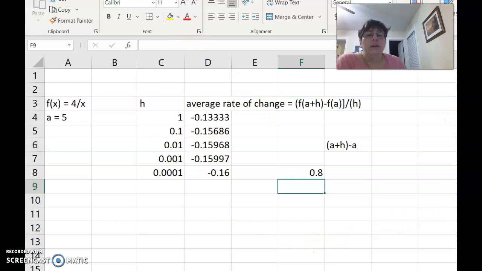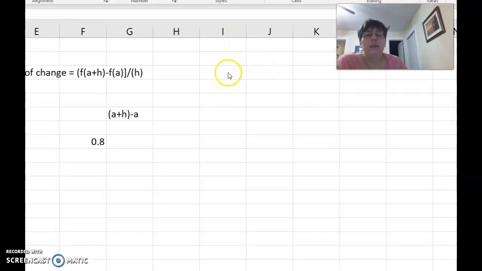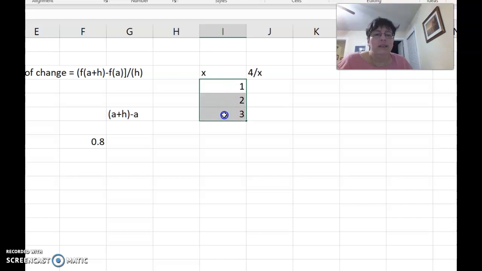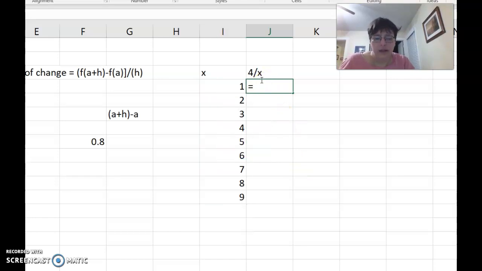Well, let me go ahead and graph this for you. So I'll just put in some x's, and then some 4 divided by x. So I guess we shouldn't start with 0. So let's go 1, 2, 3, and then since it's got a pattern, I can just click and drag. Equals 4 divided by this number. Enter.